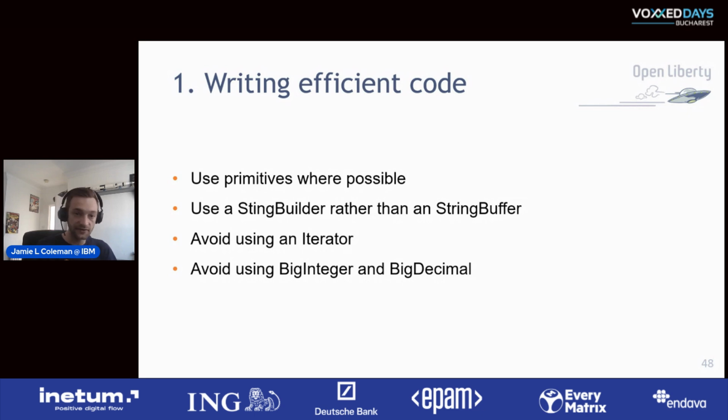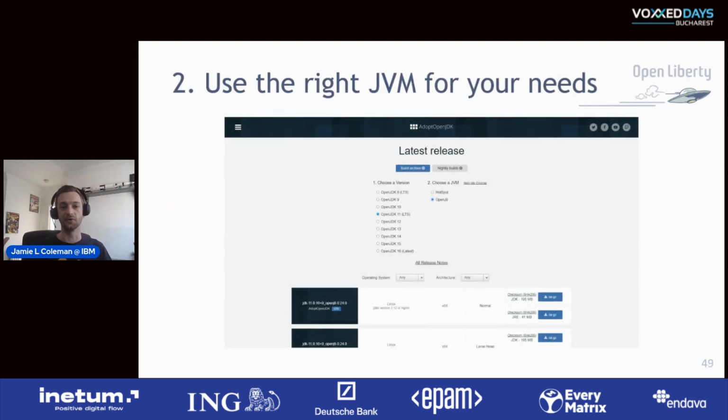Avoid using iterators where possible, and also avoid using BigInteger and BigDecimal. If you don't need a BigInteger and you don't need a BigDecimal, there's no point in using them because it'll just consume more of your memory. So try and use the variables that are right for your needs, as opposed to ones that you're never going to use and you're just using to cover all kinds of edge cases, or make the edge cases so big that it's not really an edge case.